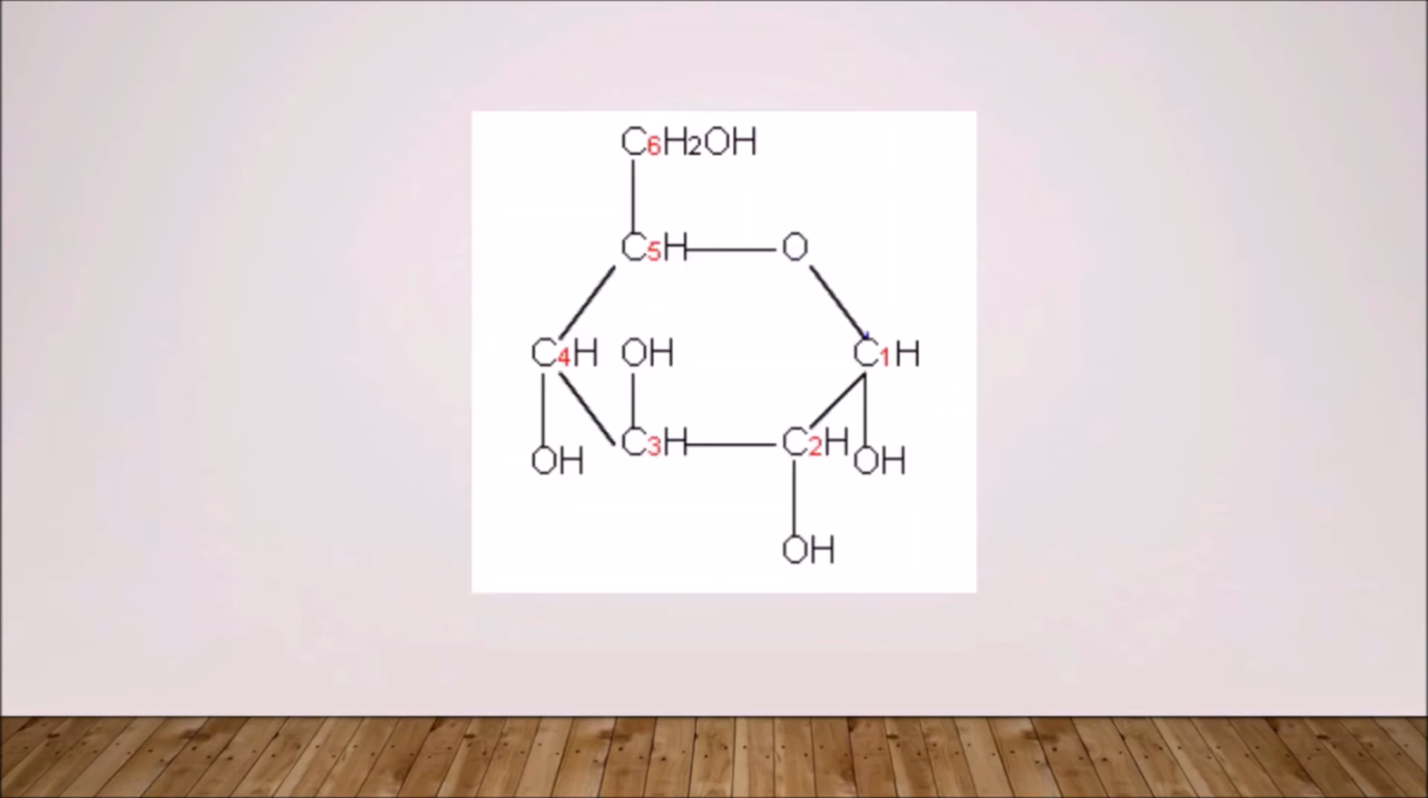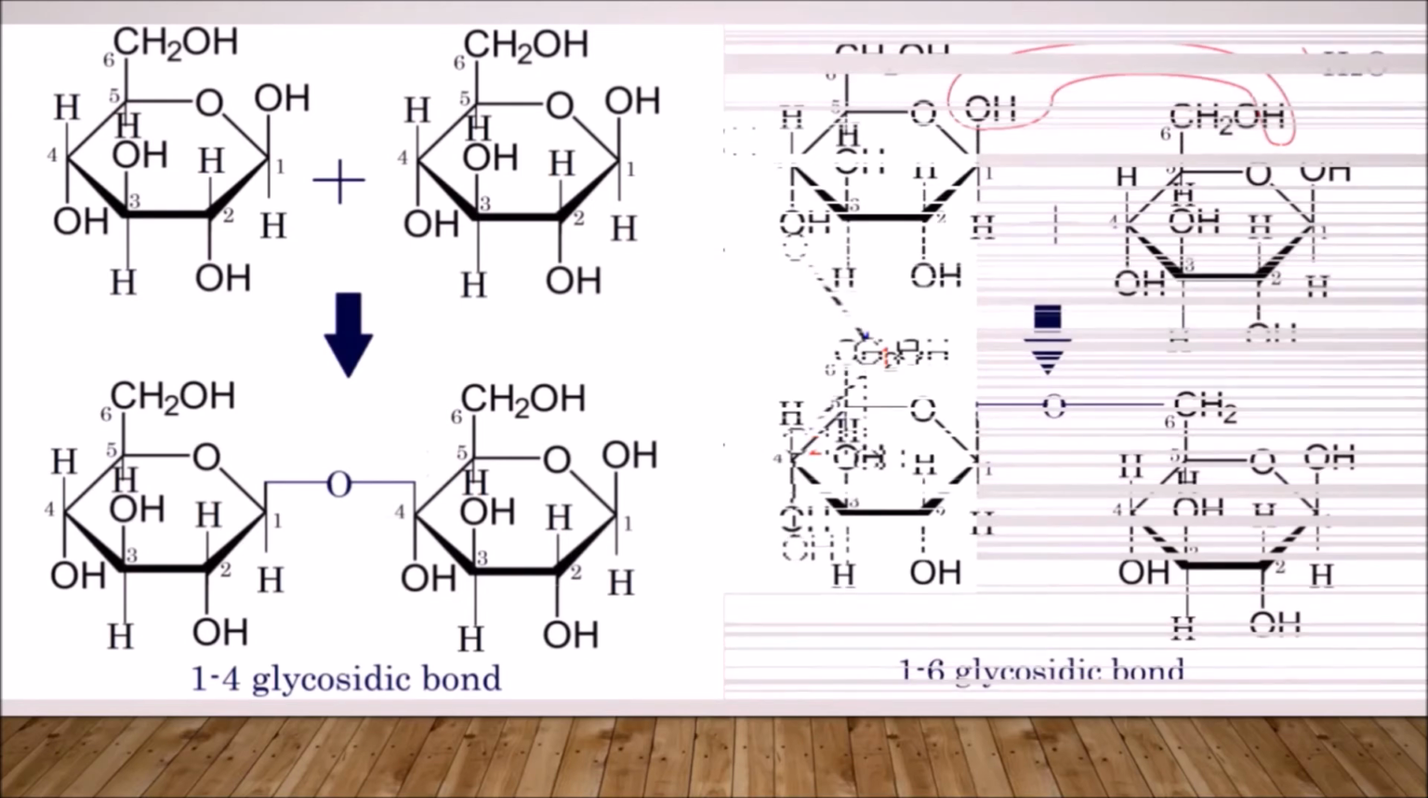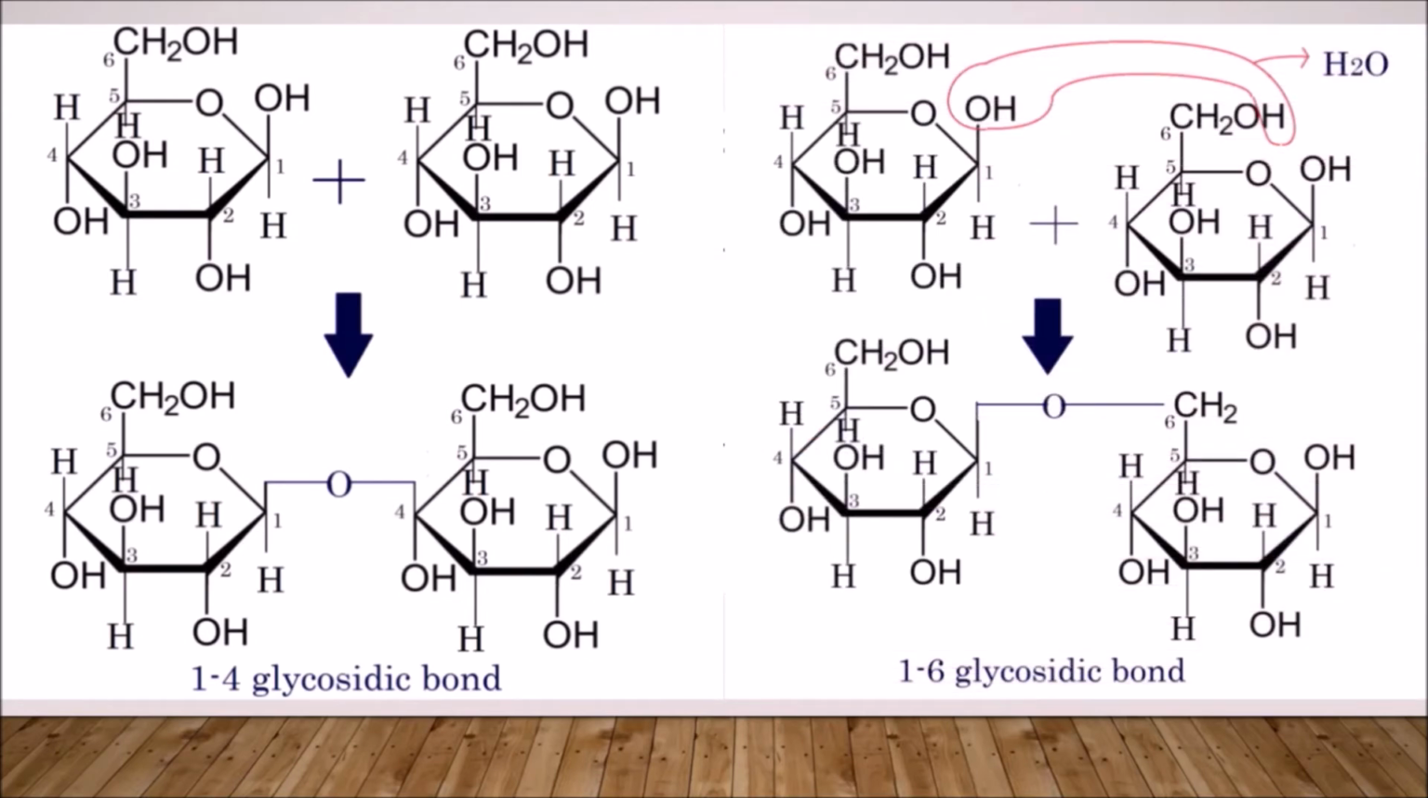In organic chemistry, the carbons in the carbon chain in the above rings of carbohydrates are numbered for ease of study. With the help of that, we can identify different types of glycosidic bonds, and the most common are the 1 to 4 glycosidic bond and the 1 to 6 glycosidic bond. In a 1 to 4 glycosidic bond, number 1 carbon bonds with number 4 carbon, and in a 1 to 6 glycosidic bond, number 1 carbon bonds with carbon number 6.